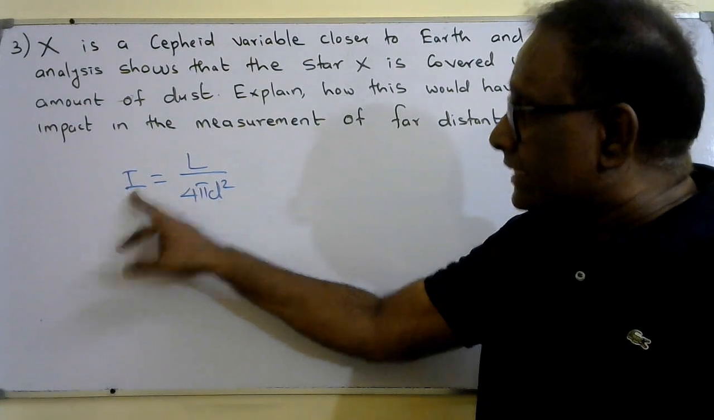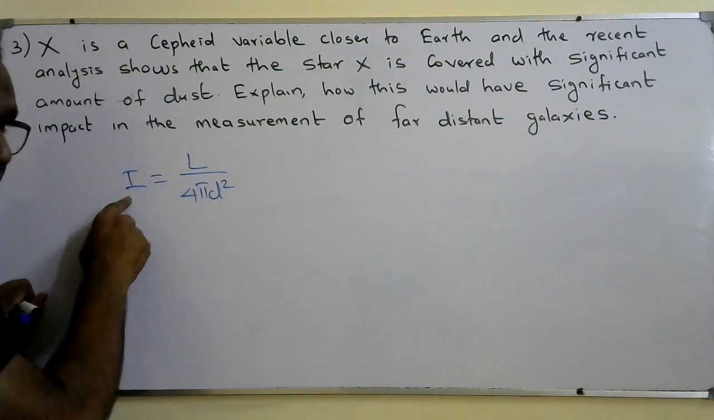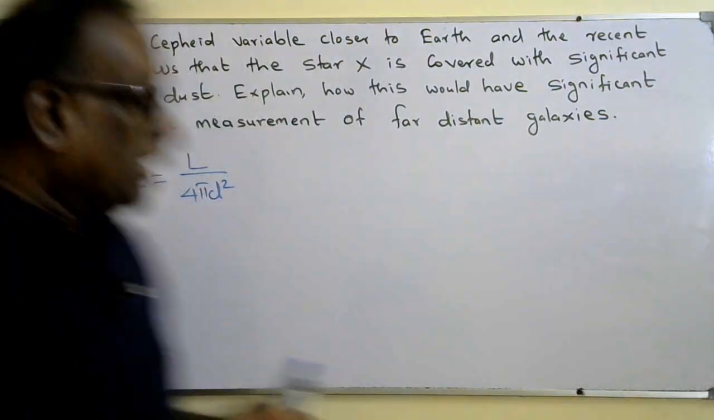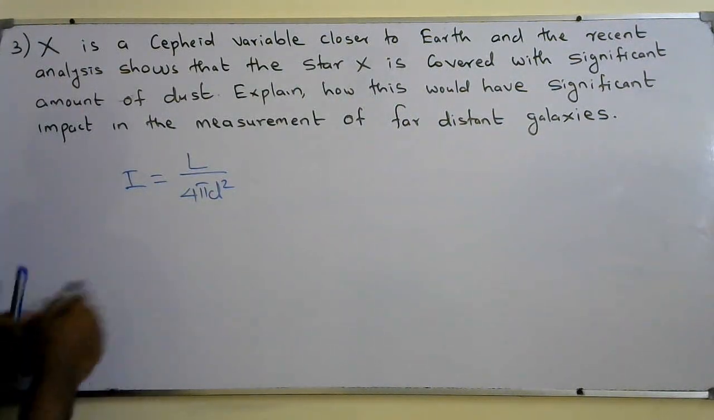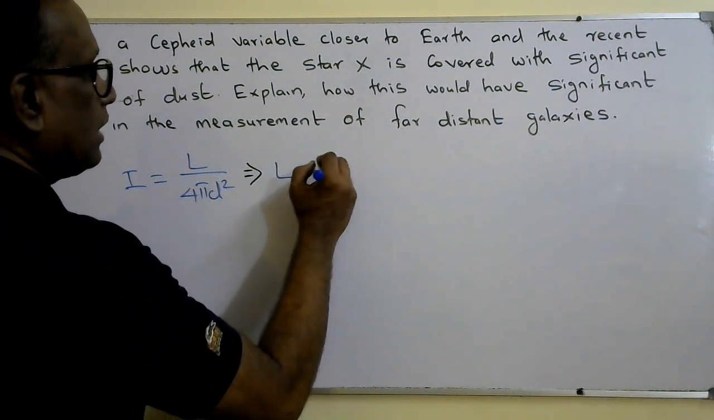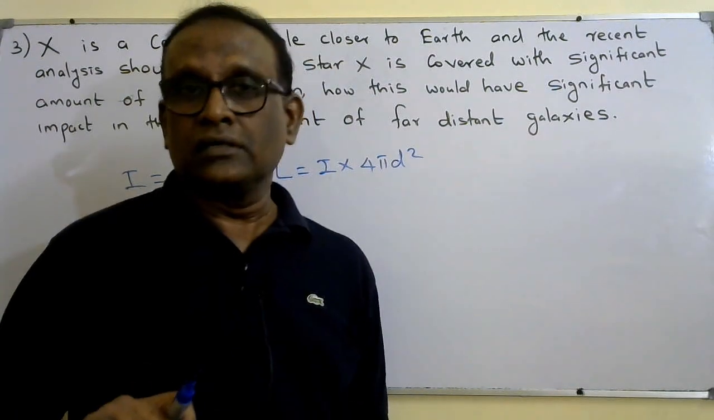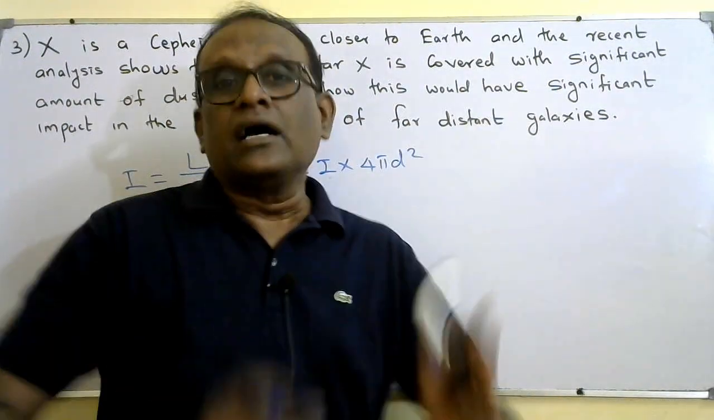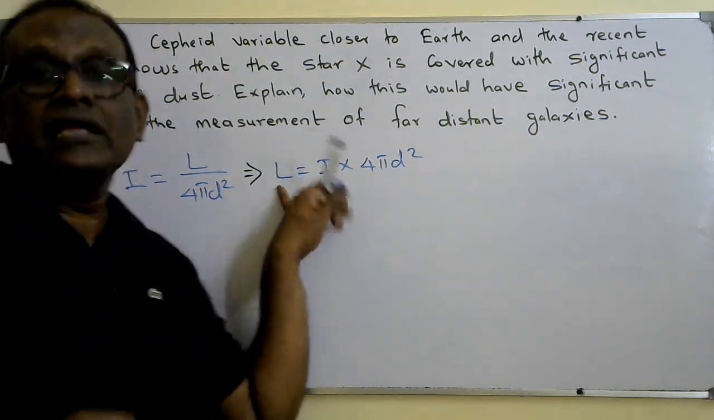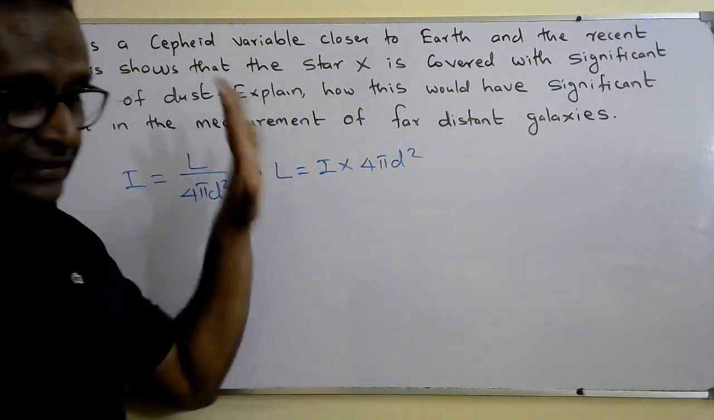We use that intensity to calculate the luminosity. So there is no change in d. Our intensity measurement is a lower value, but the actual value should be larger. We calculated L by using L equal to I into 4 pi d squared. So the measurement of intensity has dropped due to the dust covering the Cepheid variable X. So the luminosity value will become lower than the actual value.